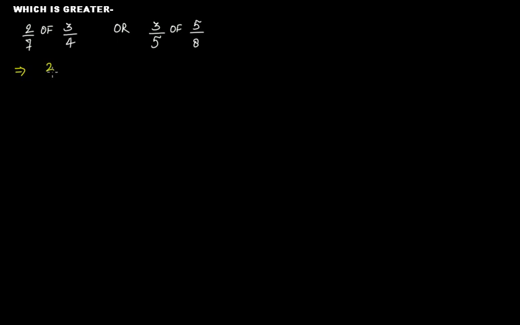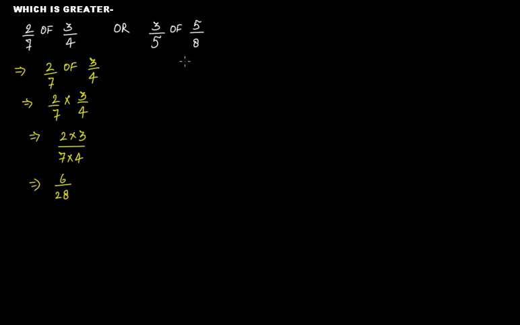So this is 2 by 7 of 3 by 4. It means that 2 by 7 times 3 by 4. It means that first you'll have to multiply the numerators together and then denominators together, and this will be 6 by 28, right? So this is 6 by 28.